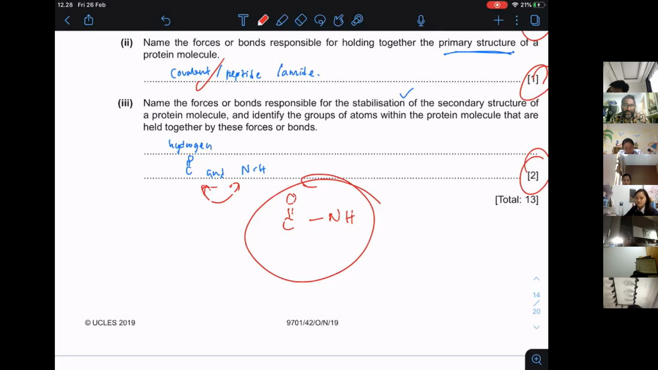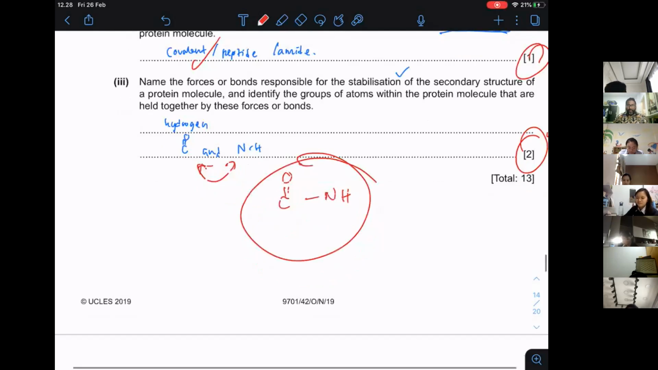If you have sulfur and sulfur, all these bonds will be responsible for the stabilization of the structure. Okay, I will move on. Now, butane dioic acid.